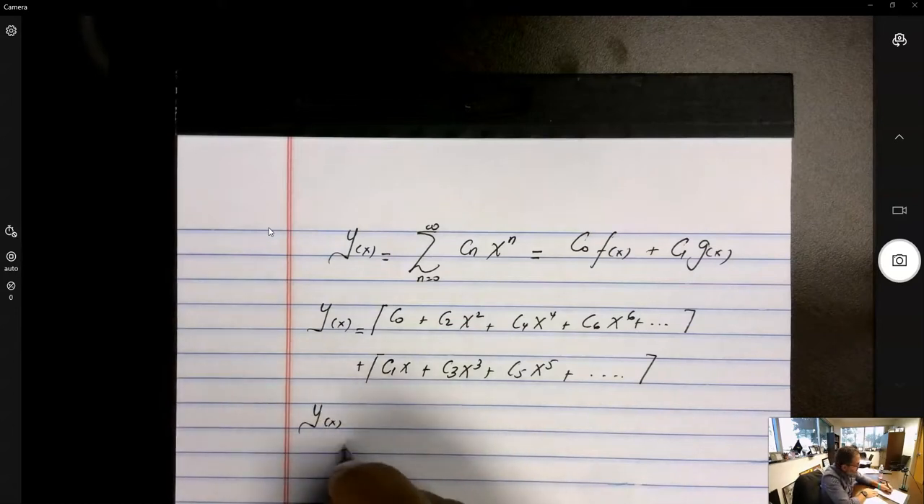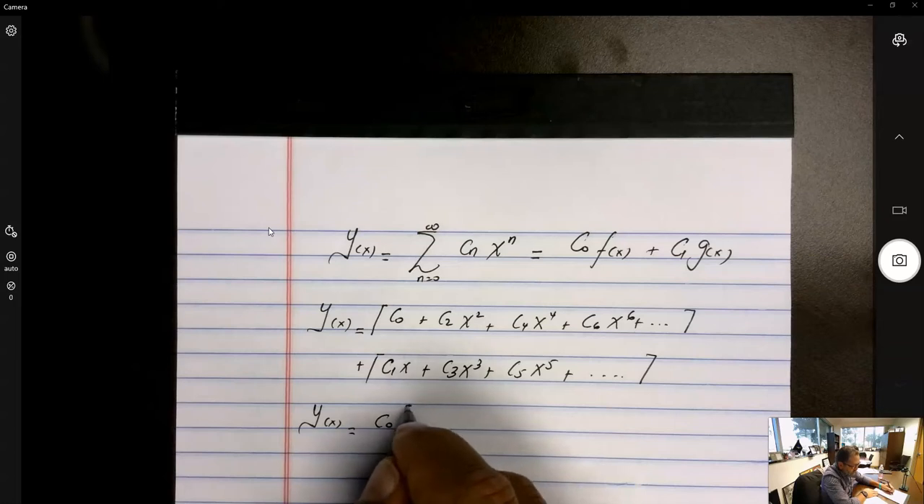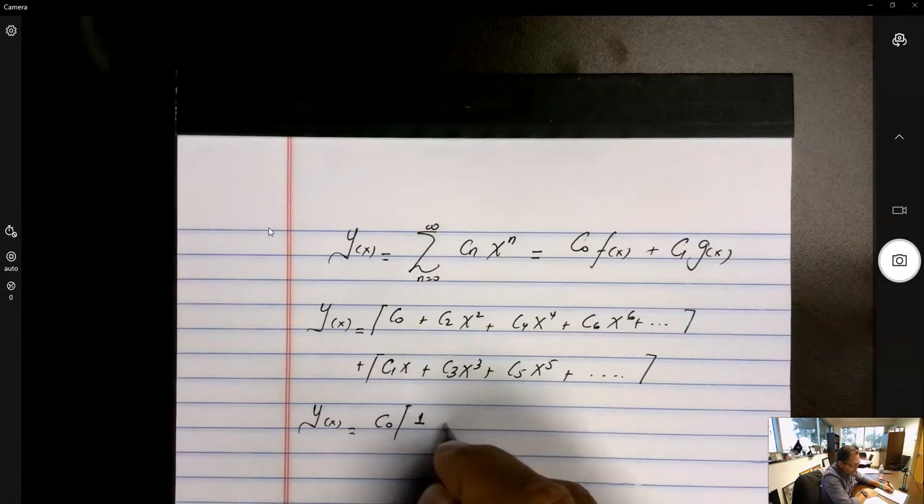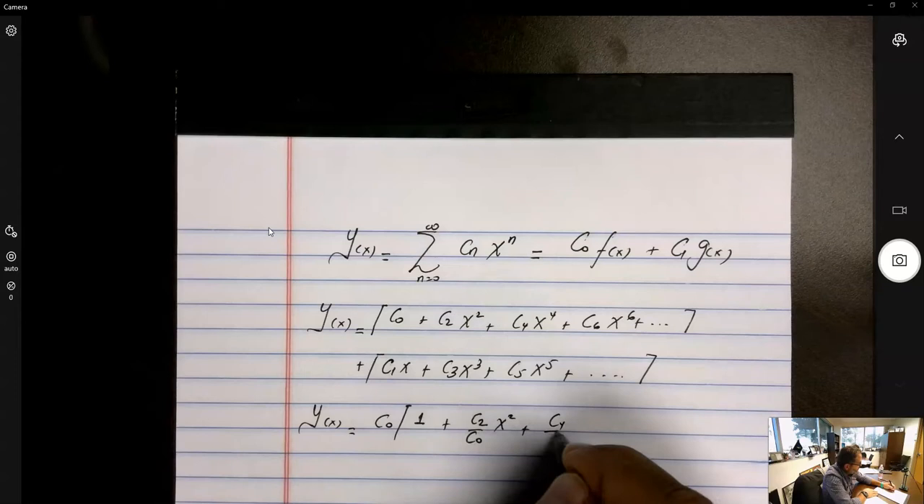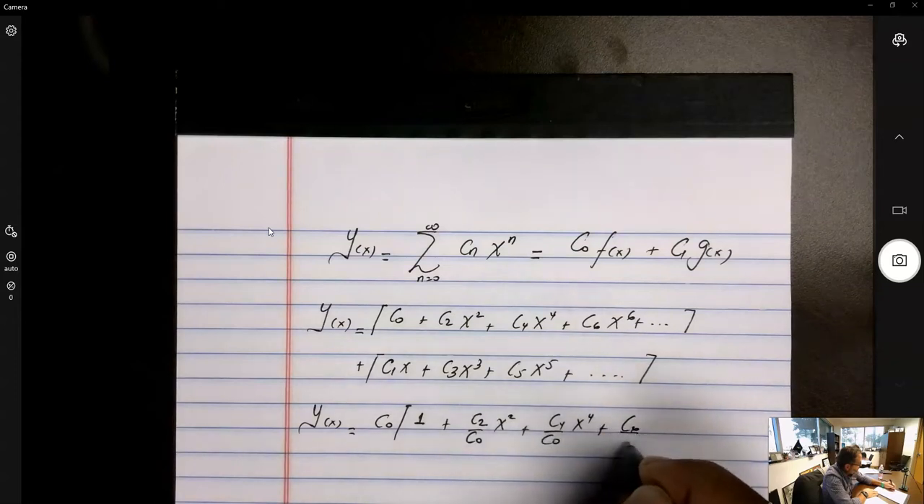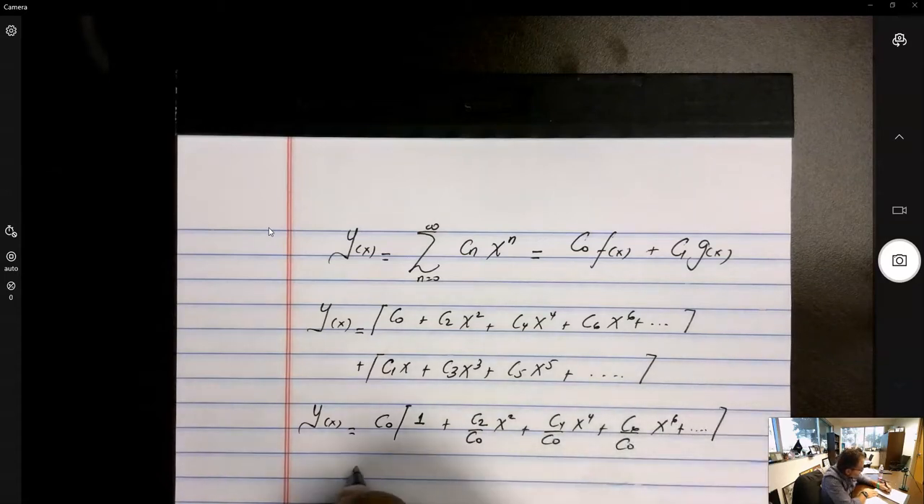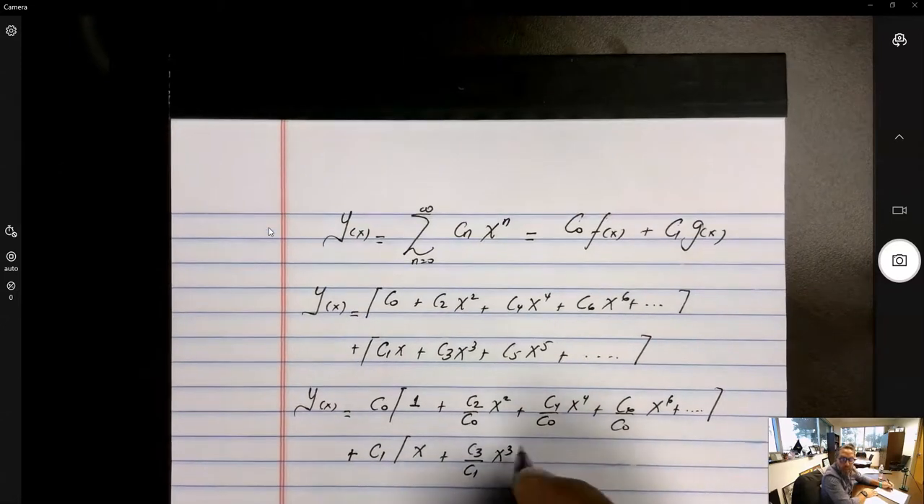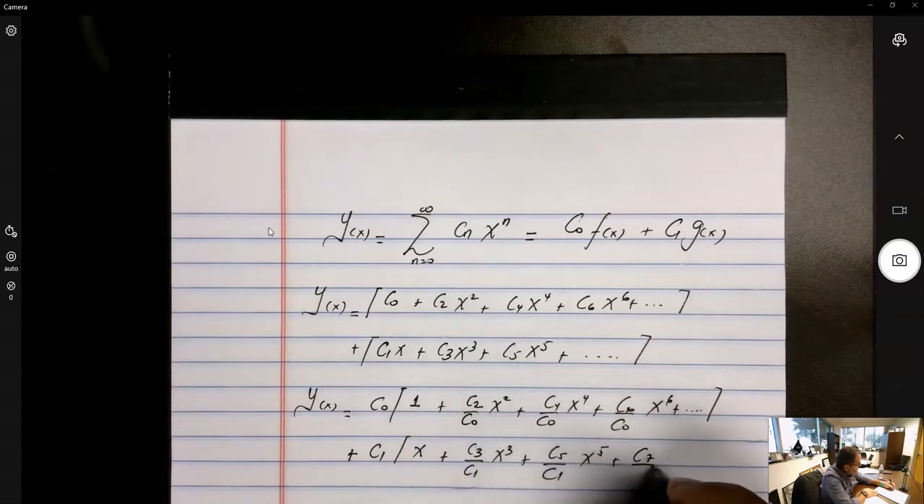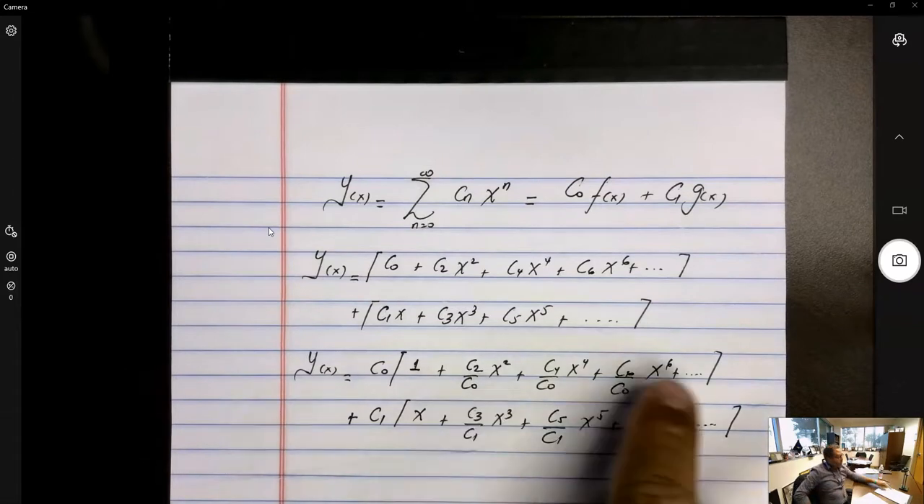Technically, I can just take C0 as a common factor outside and say that this is 1 plus C2 over C0 times x squared plus C4 over C0 times x to the 4 plus C6 over C0 times x to the 6 plus so on and so forth, plus I can also take C1 outside times x plus C3 over C1 times x to the 3 plus C5 over C1 times x to the 5 plus C7 over C1 times x to the 7 plus so on and so forth. Infinite number of them. Okay, so all the evens and all the odds.